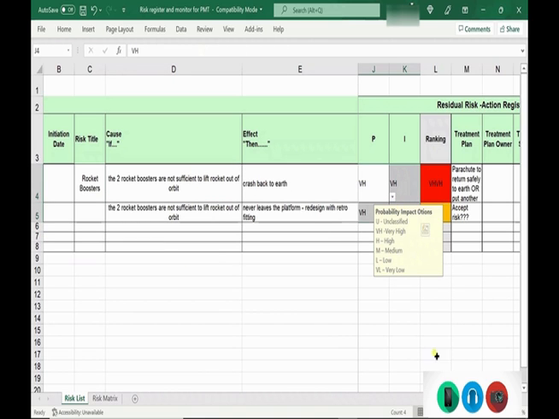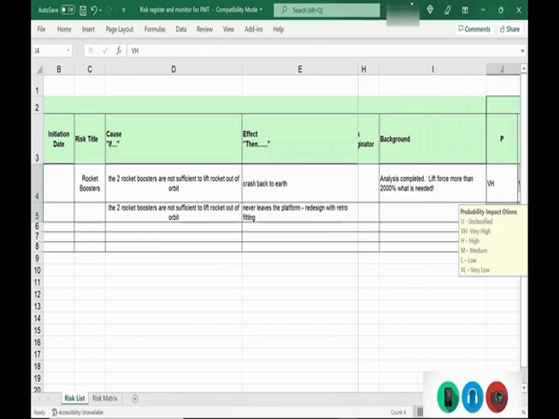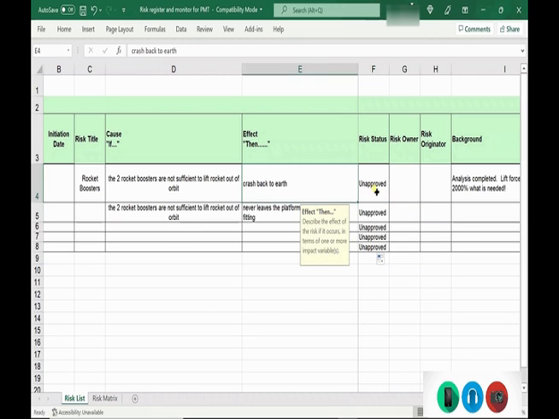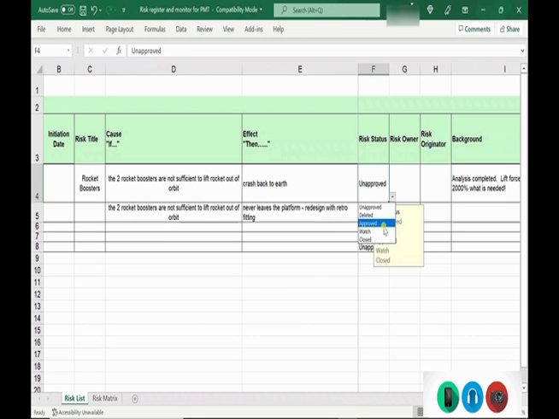You've captured all your risks. You start scoring them. And the other thing that I'd recommend doing is you put a risk status against them. So put all of your risks as unapproved when you capture them. And what you're then doing, when you go back over them, is asking a real simple question: is this a valid risk? If it is, we approve it. If it's not a risk, you can close it. If it's something that you just want to keep an eye on and you're not going to do anything with it, you can watch it or you can delete it.